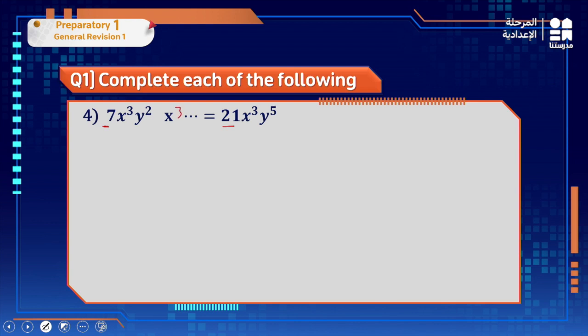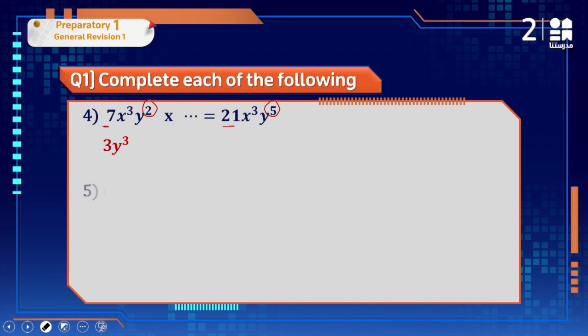And then x to the power of 3 times what equals x to the power of 3? Of course, times 1. So no need to write x. And y to the power of 2 times what equals y to the power of 5? We are gonna add something for 2 to be 5. So it's y to the power of 3. So the correct answer is 3y to the power of 3.